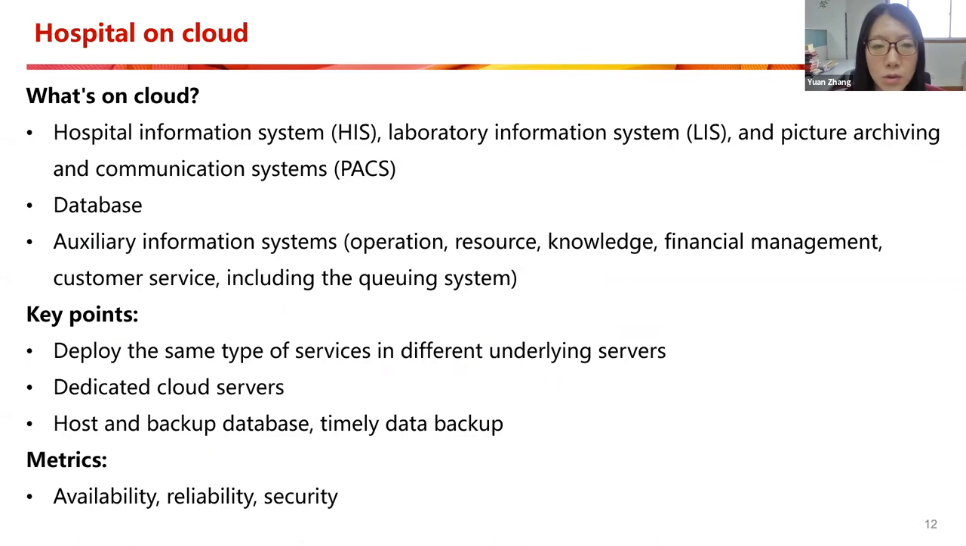So what's on cloud? It's normal to have the auxiliary information systems on cloud, but the Huoshenshan and Leishenshan Hospitals are applying the all-on-cloud solution. The major business and information systems are the hospital information system, HIS, the laboratory information system, LIS, and the picture archiving and communication system, PACS. They are all on cloud, and so are the operation management, resource management, knowledge management, and customer service, including the queuing system and all databases. For one hospital, we have 7 dedicated cloud servers to support the services and applications, and we deployed the same type of services on different underlying physical servers. We designed a host and backup database and back up the data in a timely manner to ensure availability and reliability.